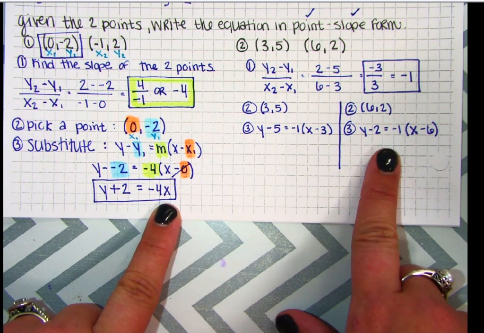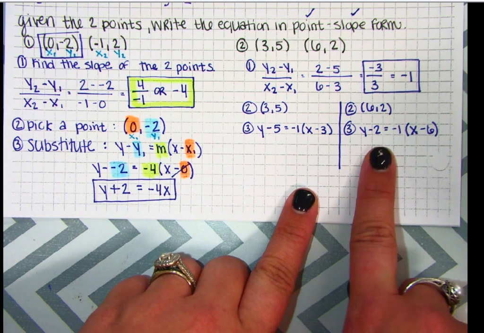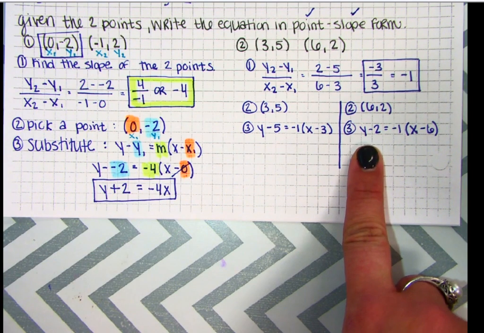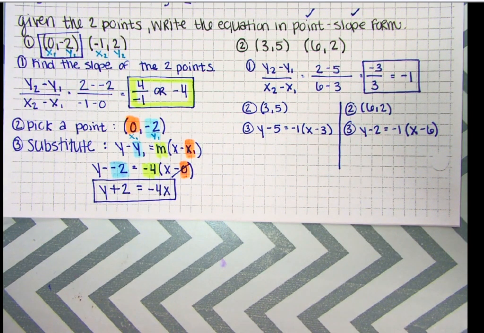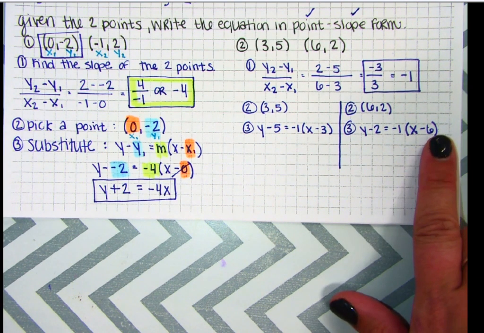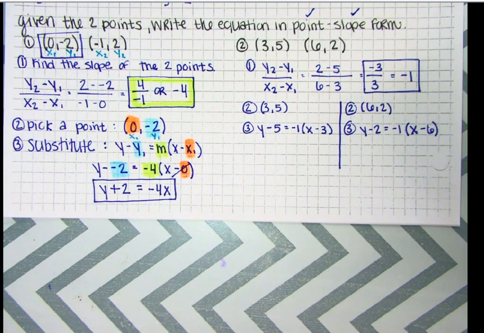Okay? And then over here, 6, 2, we would get y minus 2 equals negative 1 parenthesis x minus 6. Again, you don't need to distribute that negative 1 because this is not a 0. You're going to just leave it as it is. Are there any questions on that problem, online or in person? Feel okay?